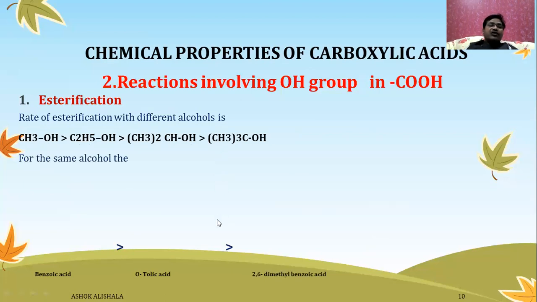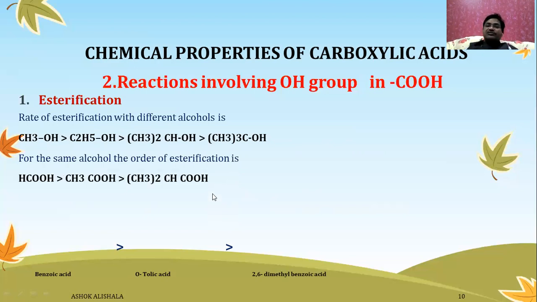Similarly, for the same alcohol, the order of esterification of a given carboxylic acid is in this way. Formic acid reacts faster than acetic acid, which reacts faster than isopropanoic acid, then isobutanoic acid. Here also you can observe that with increasing length of the chain or bulky group and alpha hydrogen, the rate of the esterification decreases.